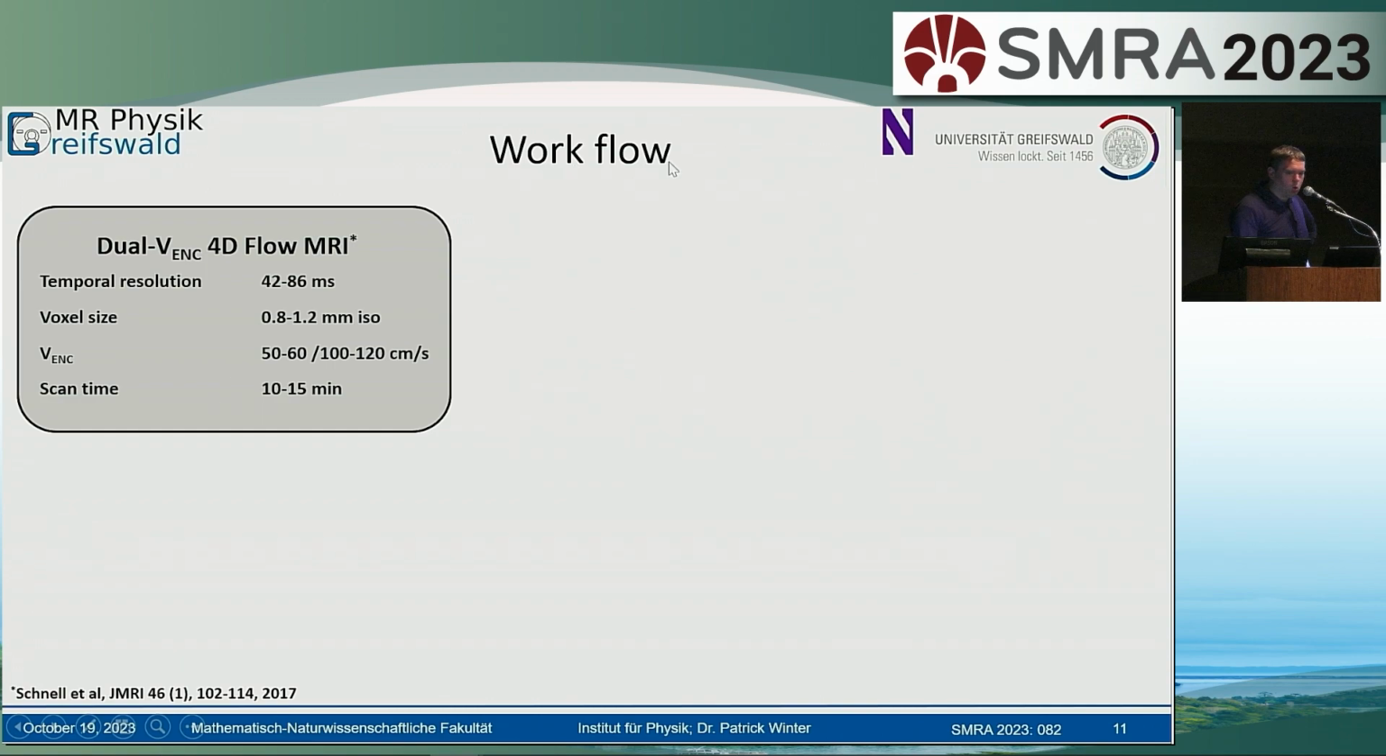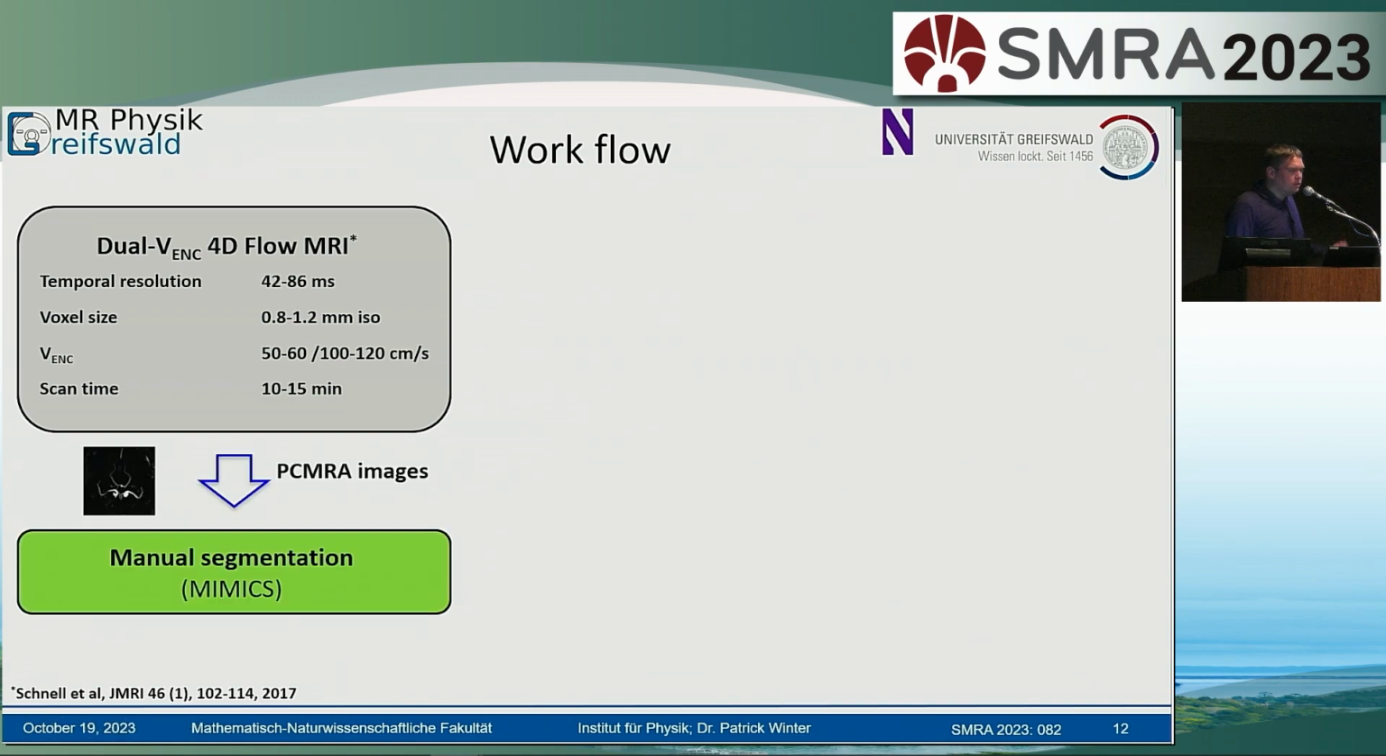Here you can see an overview over our workflow. We retrospectively selected dual-VENC 4D flow MRI datasets. All datasets were acquired at the Hospital of Northwestern University. The spatial resolution was at least 1.2 millimeters, and the temporal resolution was at least 86 milliseconds. From these 4D flow datasets, we created phase contrast MRA images, and after that, we used these images for a manual segmentation in Mimics.